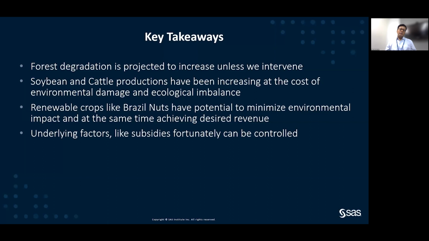And as we have seen, the underlying factors, like subsidies for example, unfortunately can be controlled. So really, if you just give more subsidy to Brazil nuts, then obviously people will be more inclined to grow Brazil nuts. So again, these things are not just the responsibility of the individual farmer, but they become the responsibility of the entire country also, because it's just the policies and decisions, the decisions of the farmers get influenced a lot. So these are the takeaways of our analysis for suboptimal land use.